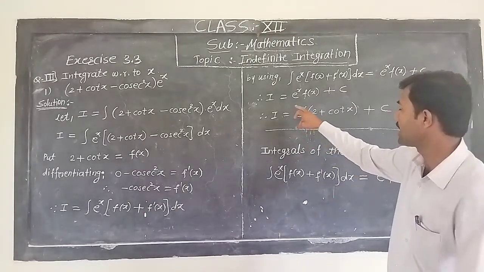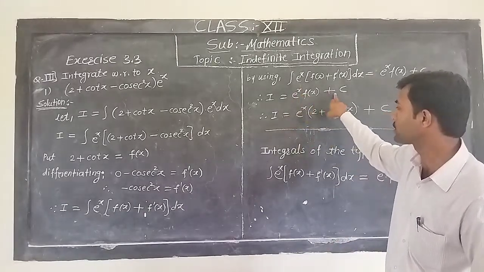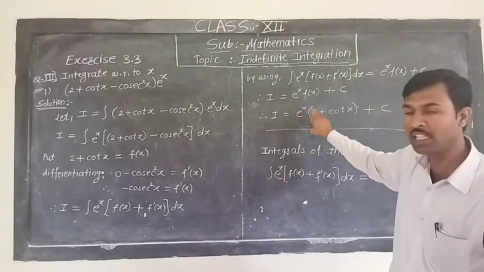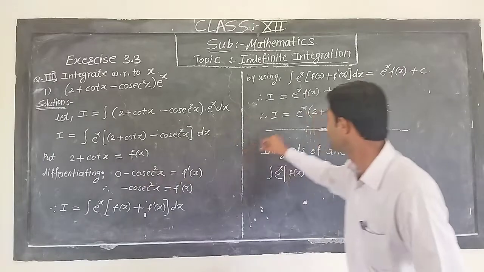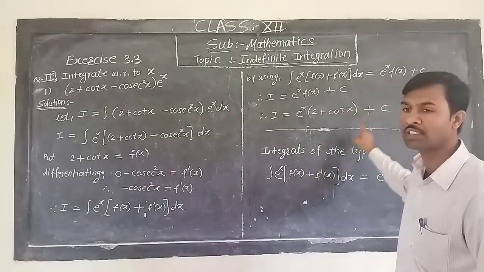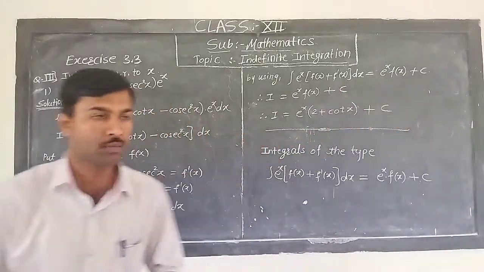So I write its answer as e raised to x into f of x plus c, means e raised to x into f of x. What is our f of x? F of x is 2 plus cot x. So e raised to x into 2 plus cot x plus c. Here is the solution for this problem.